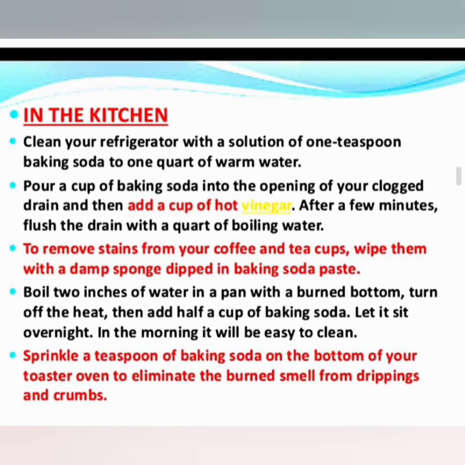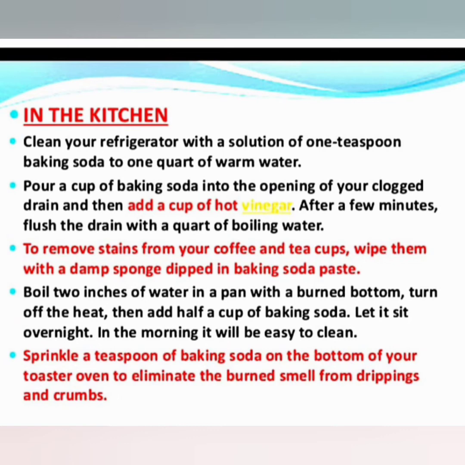Now, baking soda also finds important uses in the kitchen. To clean the refrigerator, we can use a solution of 1 teaspoon baking soda to 1 quart of warm water. After that, you can use baking soda by putting it in a cup and then applying it to the opening of your clogged drain and adding a cup of hot vinegar. After a few minutes, flush the drain with a quart of boiling water. To remove stains from your coffee and tea cups, wipe them with a damp sponge dipped in baking soda paste.